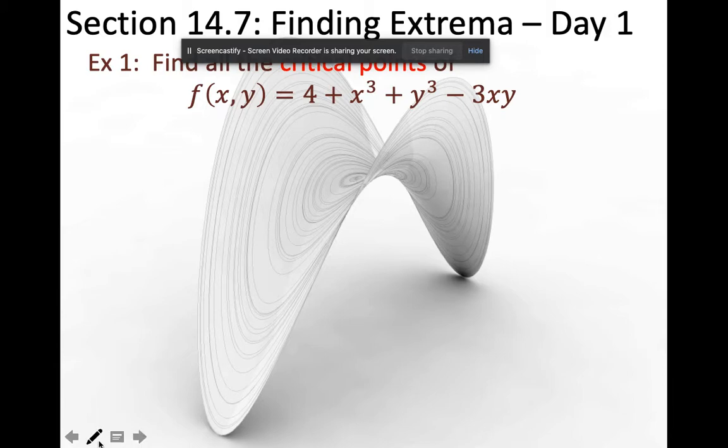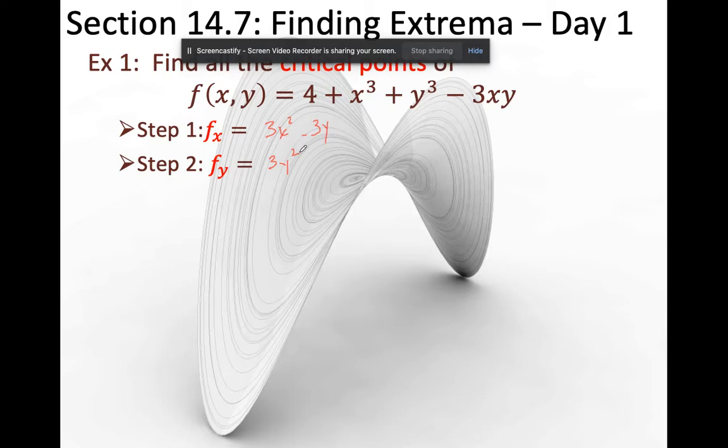So let's try an example here. And we are only going to be looking for critical points. We're not talking about maxes and mins yet. So step 1, find the partial of x, right? And these ones are not bad to do. Partial y. Check to see, are there any places where they do not exist?